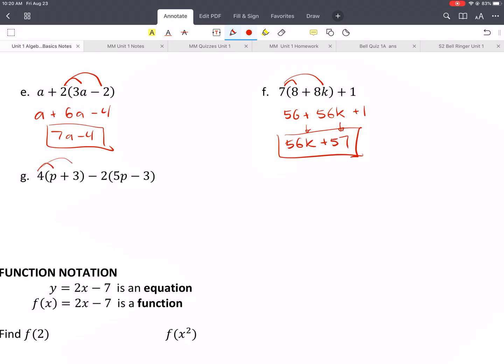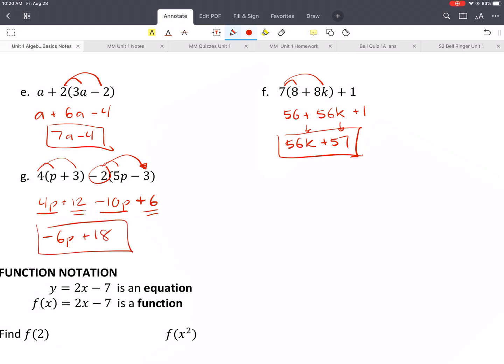Okay, distribute 4p plus 12. And then we distribute the negative as well, negative 2, gives us negative 10p. And then here is where most people make mistakes, is they don't change the sign when we multiply a negative and a negative. That will give us a positive 6. Combine like terms, negative 6p. And then combine the next highest exponent, it gives us 18. Okay? All right, so that's distributing.